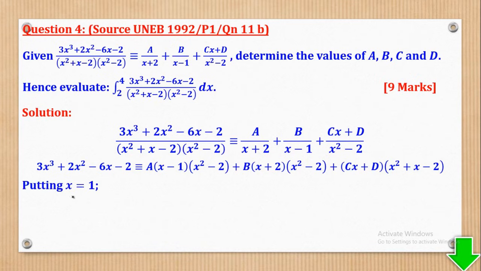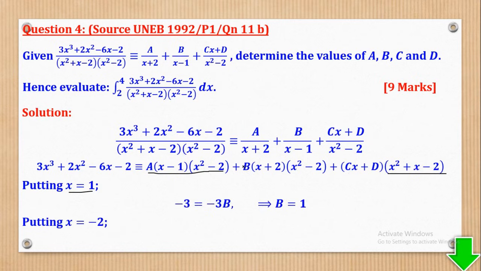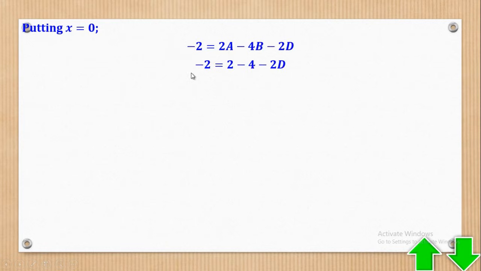So when I substitute x equal to 1, this is going to cancel, and also this is going to cancel because it will be 1 plus 1, which is 2, minus 2, which is 0. So I can get the value of b. Then when I substitute x equal to negative 2, I'll be able to get the value of a. When I put x equal to 0, I'll get that equation, but I already know a and b, therefore the value of d can be got.